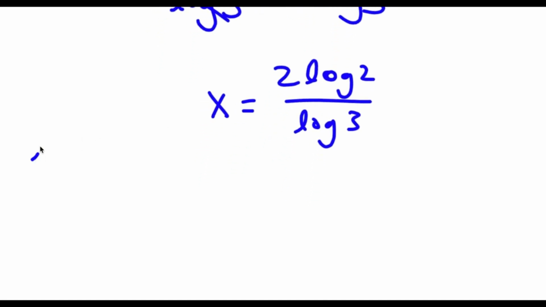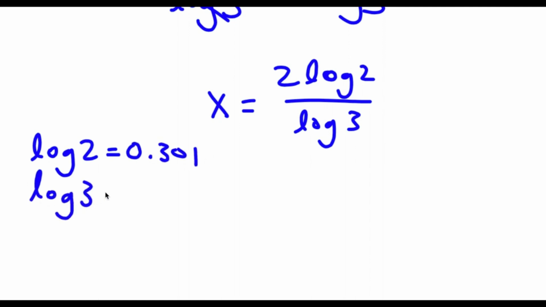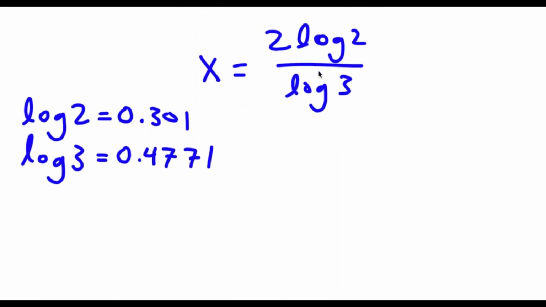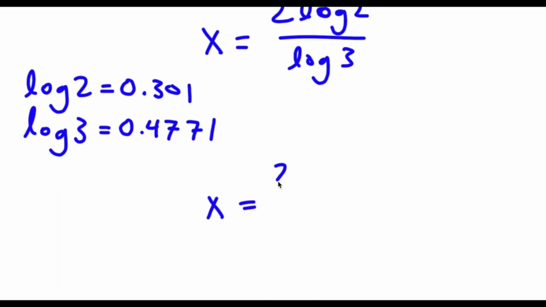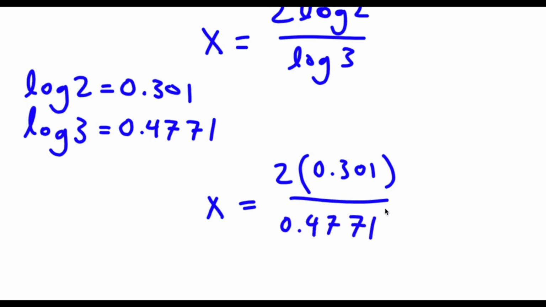Now the value of log 2 is equal to 0.301, and log 3 is equal to 0.4771. So now if I plug these values into our equation here, I get x is equal to 2 times 0.301 over log 3, which is 0.4771.